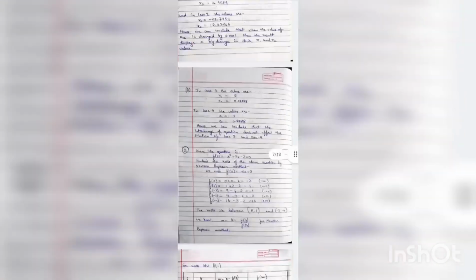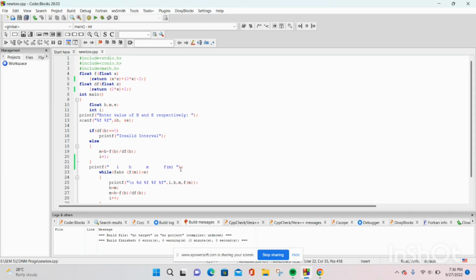For roots between 0 and 1, we have written a table below such that in the first iteration b is equal to 1, m is equal to 0.75 and f(m) is equal to 0.0625, and in the third iteration we got the root m equal to 0.7320. The second root must lie between -3 and -4, and in 3 iterations we also get the value of the second root, which is -2.732051. Instead of finding roots manually, we can also find the roots using a C++ program.